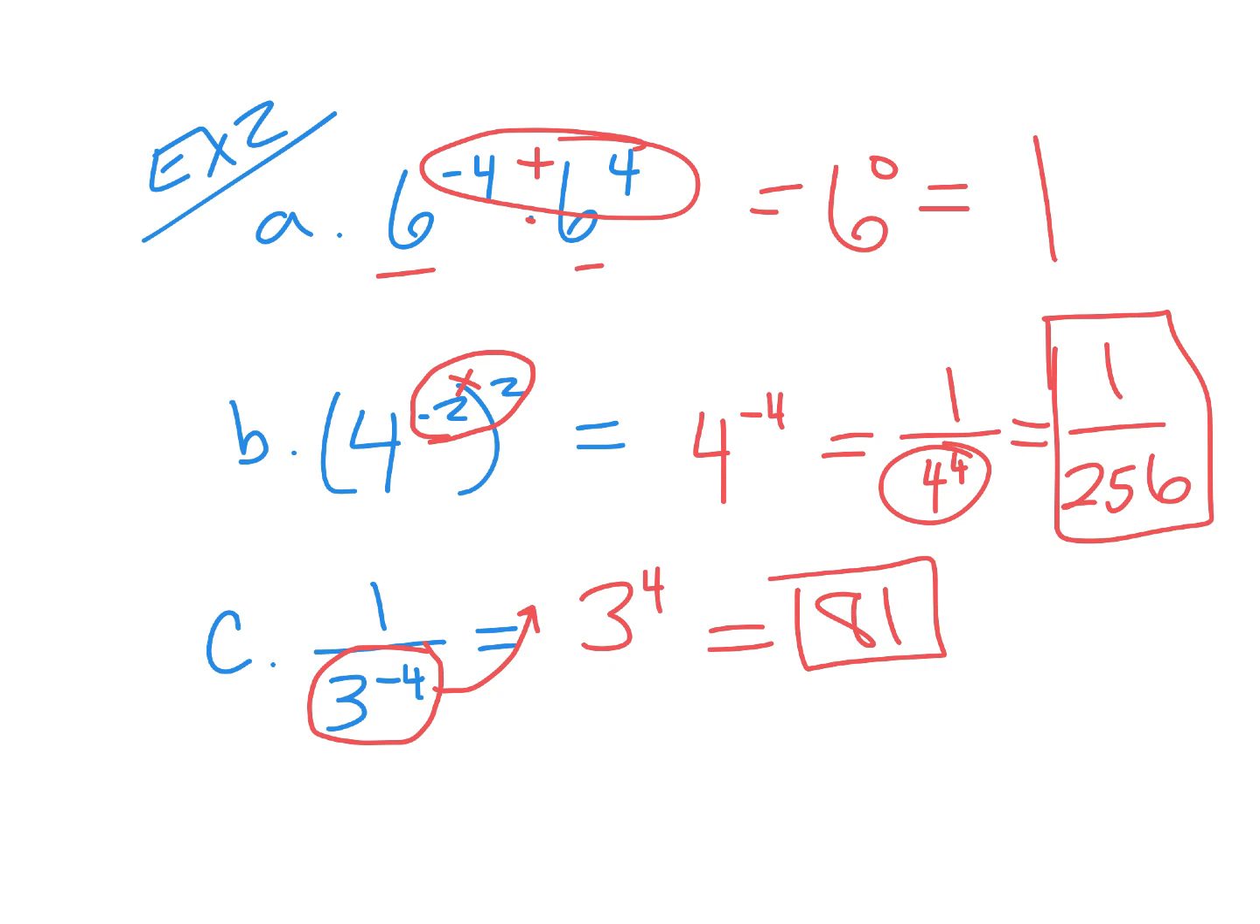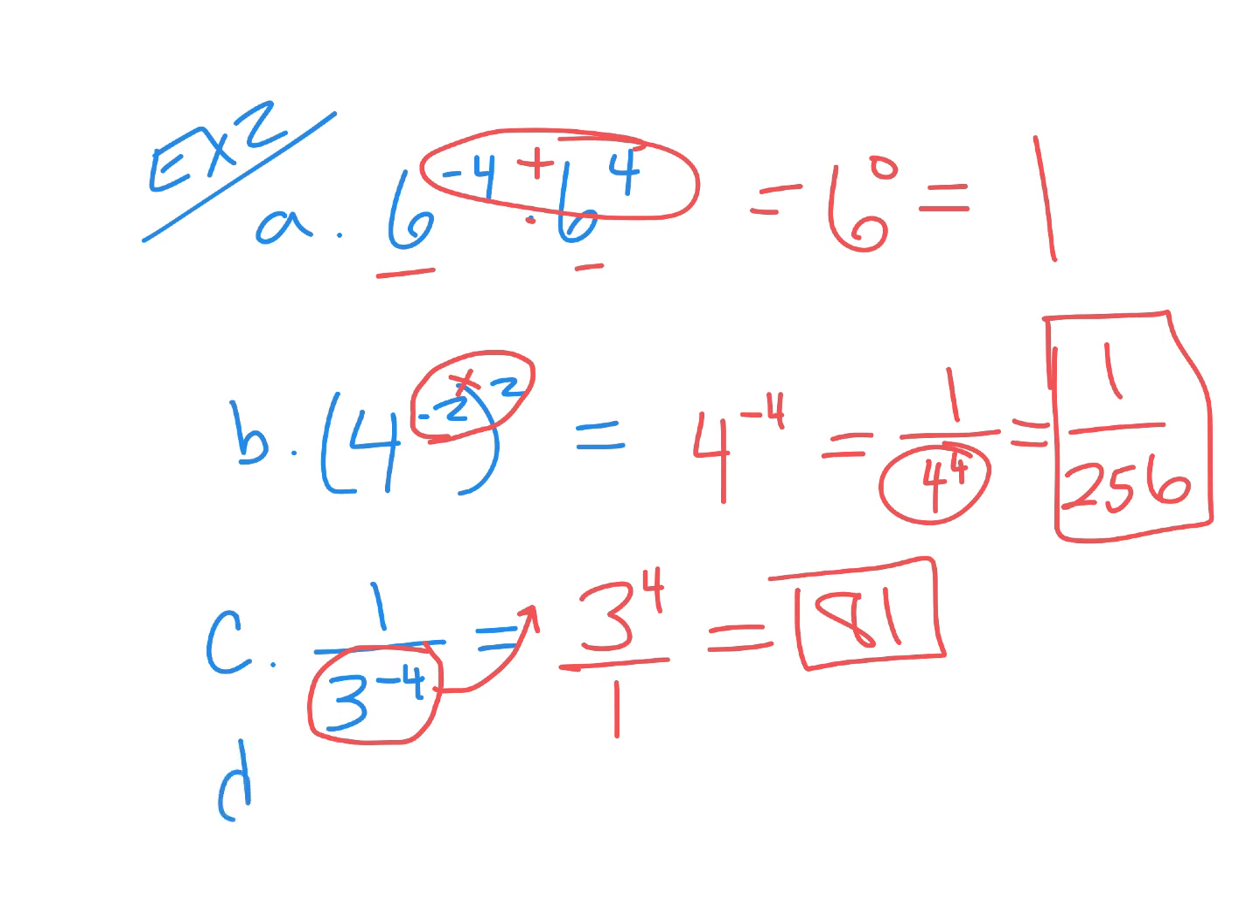Technically, because remember that the word they used was reciprocal, so technically what we did is we flipped it upside down. From being 1 over 3 to the negative 4, we just flipped it over and it became 3 to the 4 over 1. Now I leave off the 1 because any number over 1 is just that number.